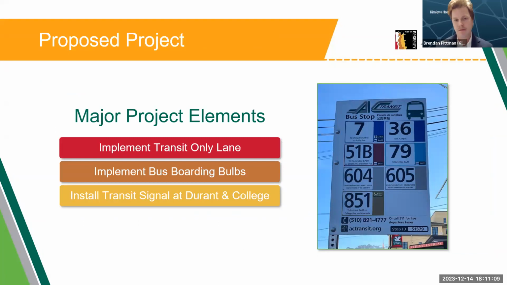To accomplish the project objectives along Durant Avenue, AC Transit identified three infrastructure elements to deliver. These are implementing a transit-only lane for the full length of the project area, converting three of the existing bus stops along Durant Avenue to bus boarding bulbs, and installing a transit signal at the intersection of Durant Avenue and College Avenue. I'm going to discuss each of these elements in detail in the next few slides.